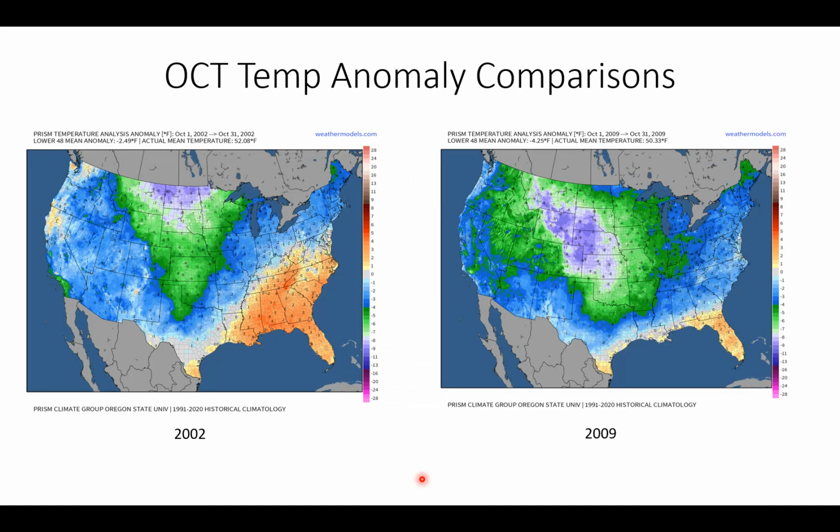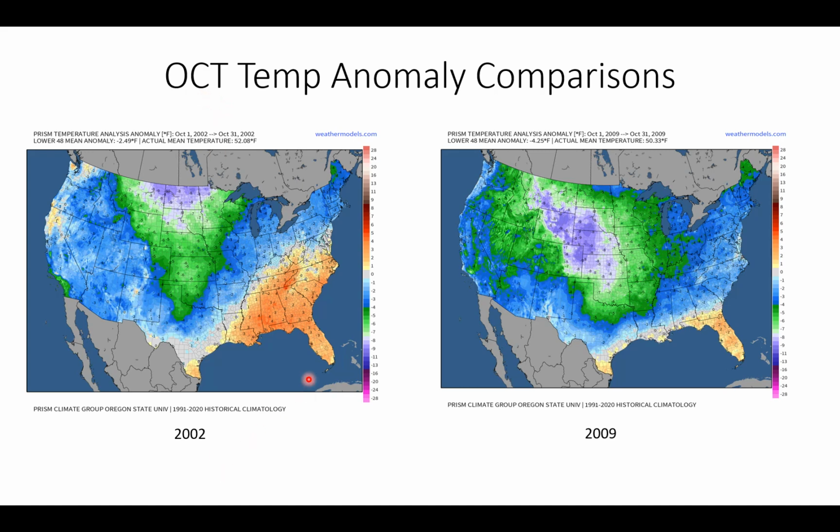Now, let's do some comparisons of the winters. I'm going to do a temperature and precip anomaly comparison. And now I am going to include the fall months of October and November in these comparisons, as well as the months of December, January, and February.